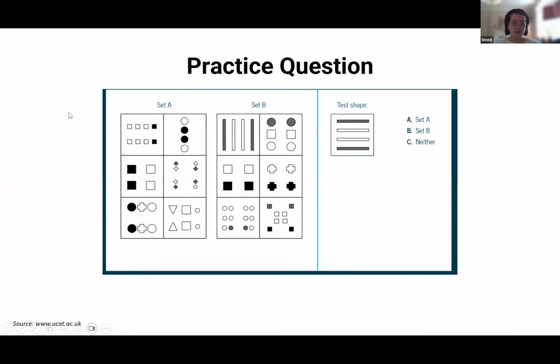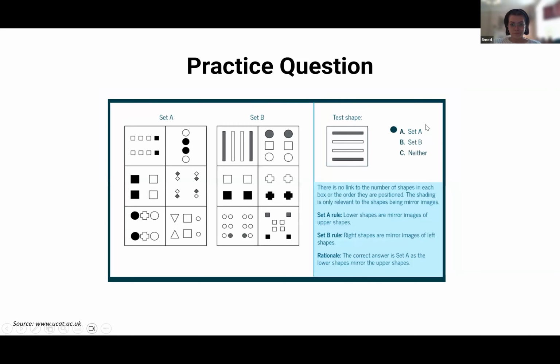So I hope you've all seen that in set A, the symmetry is running horizontally through the box, whereas in set B the symmetry is running vertically through the boxes. So you can see they're similar rules, but they're different. And then you can see that the test shape is given, and you'll then choose which set it falls under.